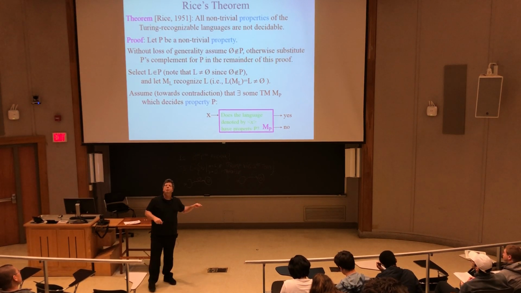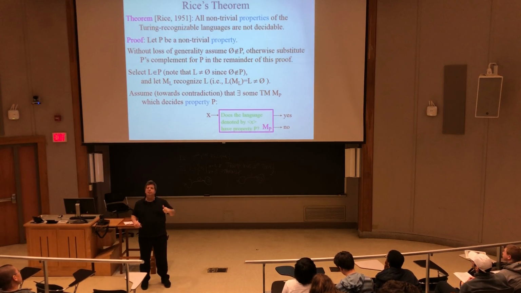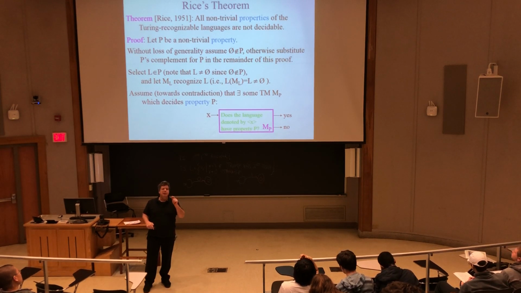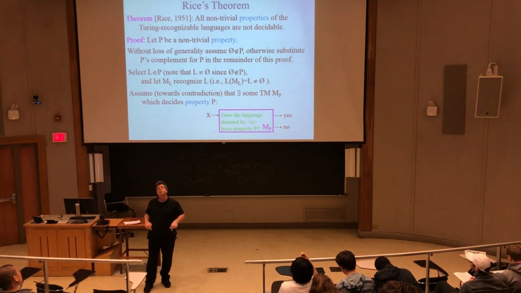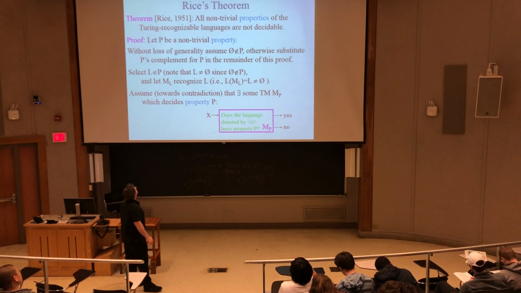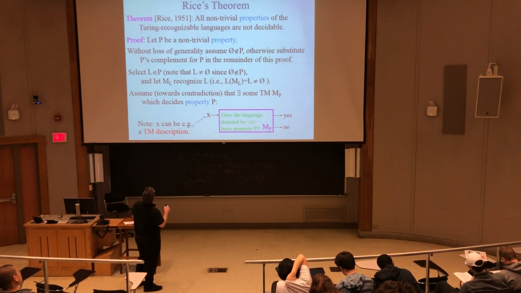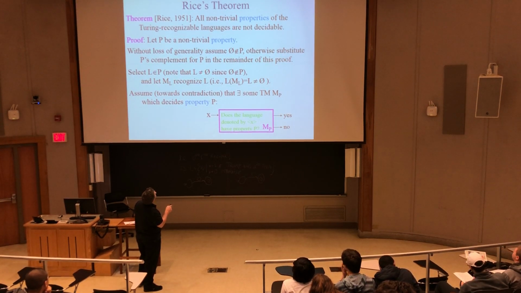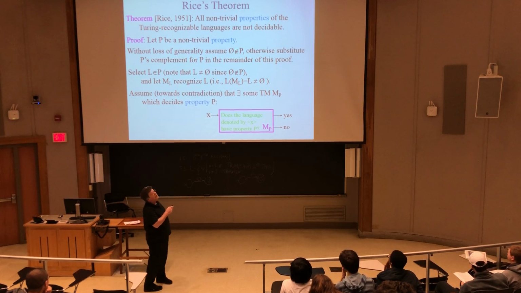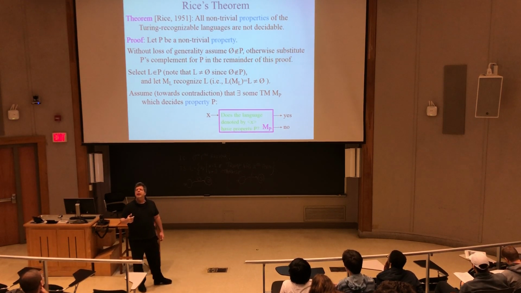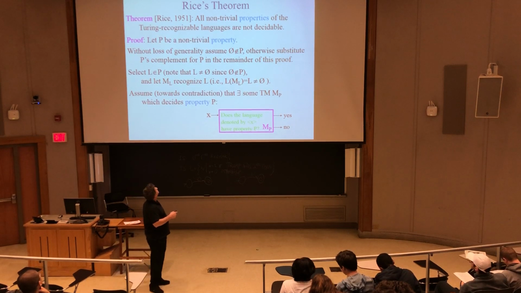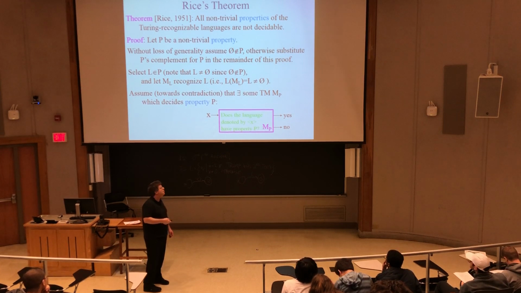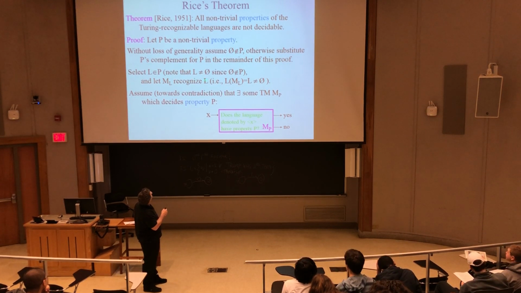Otherwise, do the rest of the proof for P prime, the complement of P, and then it won't be in there, right? Because the empty language is an element either of the property or the complement of the property with respect to all the other recognizable languages. Okay, so pick some language in P that's not the empty language, because P is a non-trivial property, so it's not the empty set, and it's not all of the recognizable languages. So there's some language in there that's not the empty language, because we already said the empty language isn't there. Otherwise, consider its complement, and then it won't be there. So you can always find a language in there that's not the empty language.